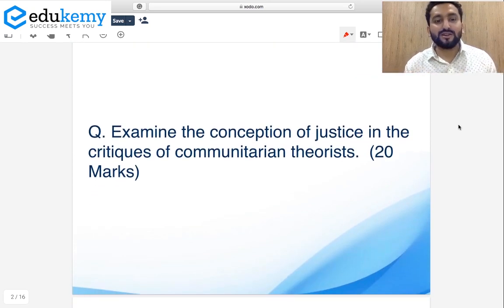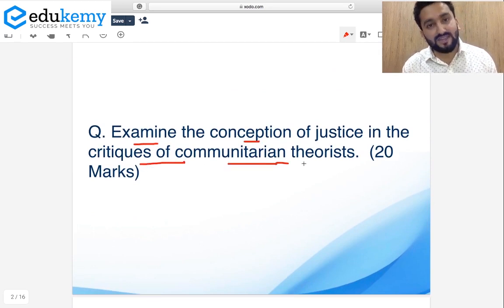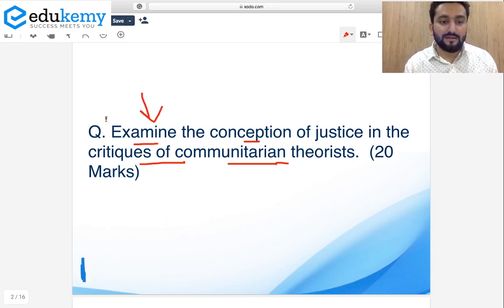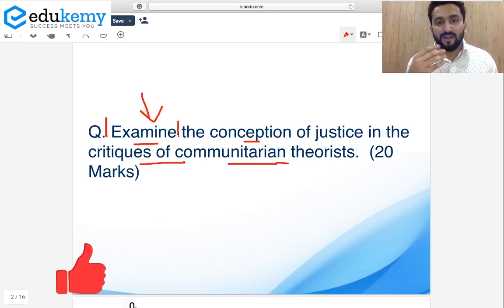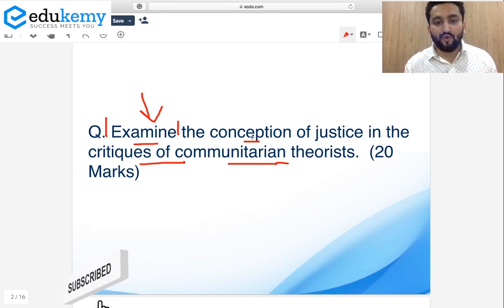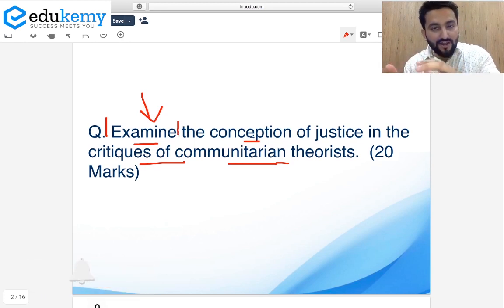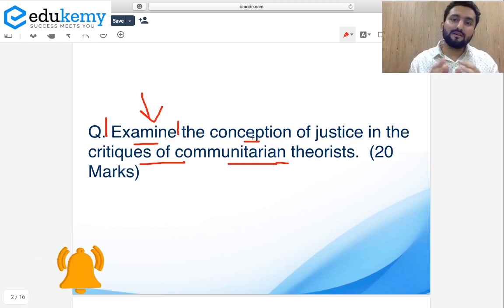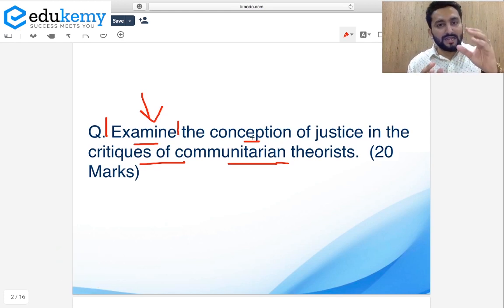So just read the question. It says, examine the conception of justice in the critiques of communitarian theorists. The question directive is examine. So when we have examine and two core ideas given in the question, it must be clear that you have to expand on both the ideas and show the contrast between the two. That is how you examine.